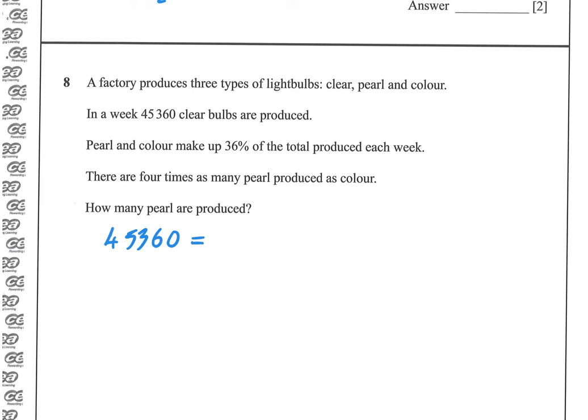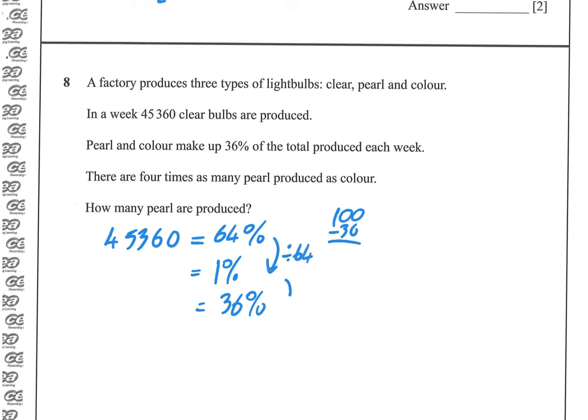So that equals 100 minus 36, which is going to be 64%. I'm going to find out what 1% is, and then I'm going to find out 36%, because that's what pearl and colour together make up. So divide this by 64. How you get down to 1% is divide by 64, and then you're going to multiply by 36.